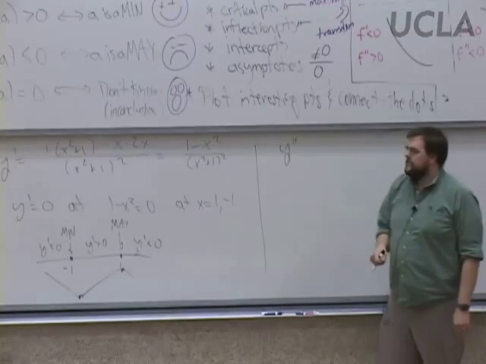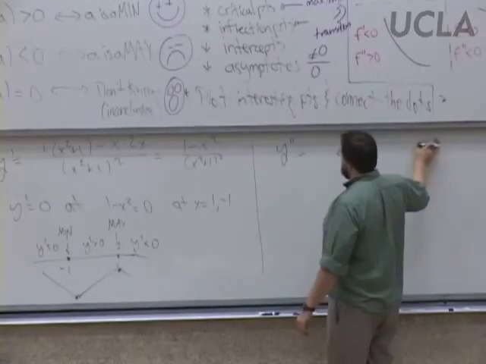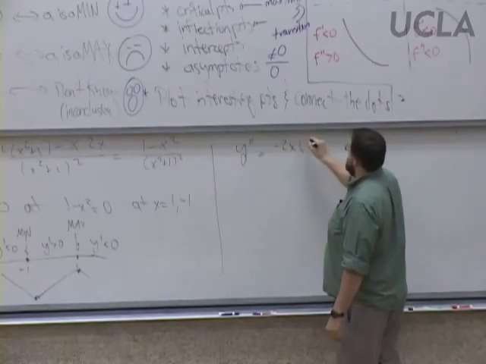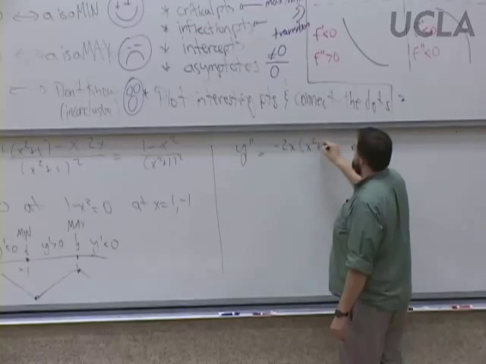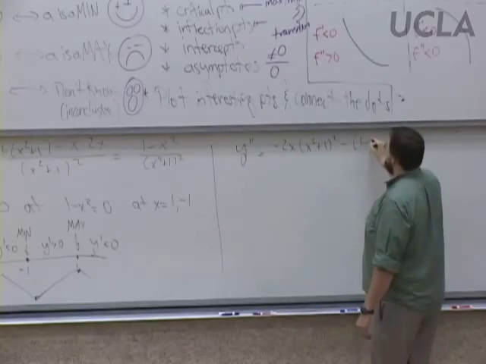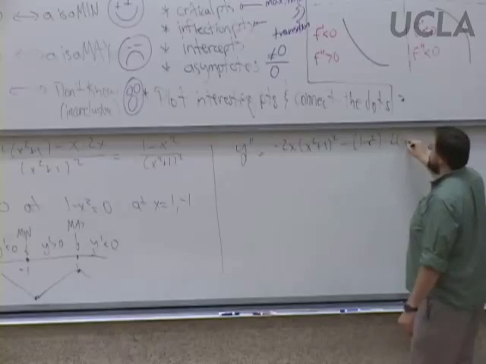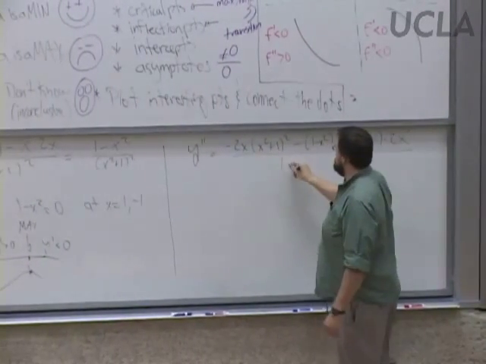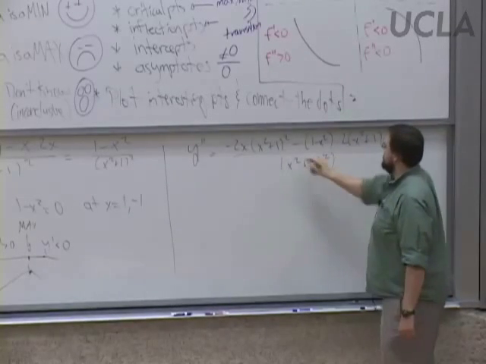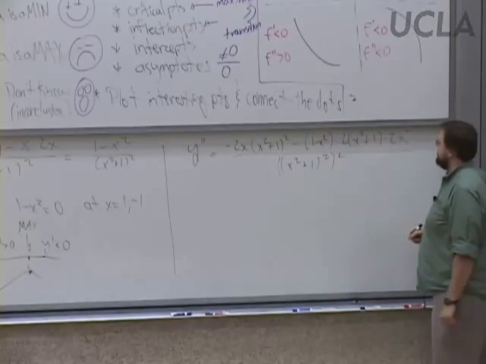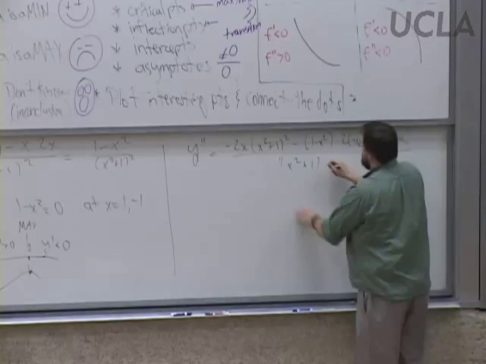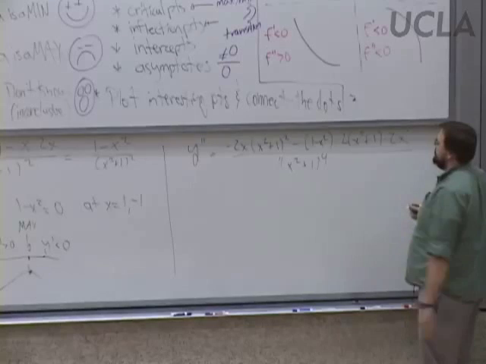Second derivative. Okay, so the second derivative is the derivative of the first derivative. So we take the derivative of the top times the bottom, minus the top times the derivative of the bottom, which we do using the chain rule, all over the bottom squared. Well, x squared plus 1 squared squared is the same as x squared plus 1 to the fourth.